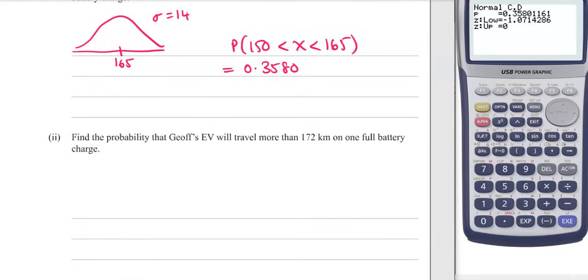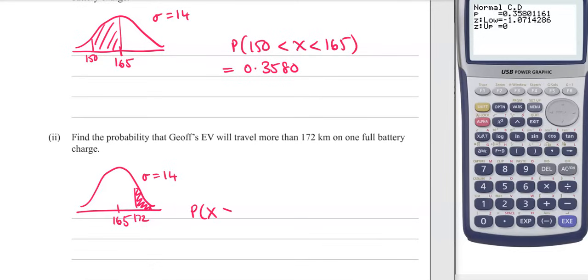Okay, same setup for this one, but probability more than 172. And on the same diagram here, oh, I should have filled in with this 165 one, we were doing from 150 up to 165. That's what the diagram looks like. Now for the 172, we've got 172 here, and we want more than. So the probability of it being more than 172.